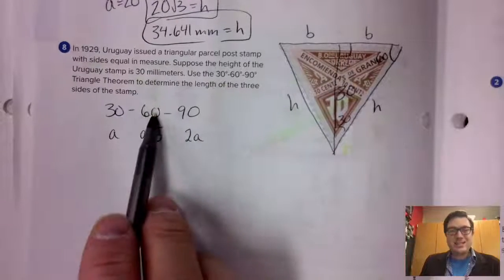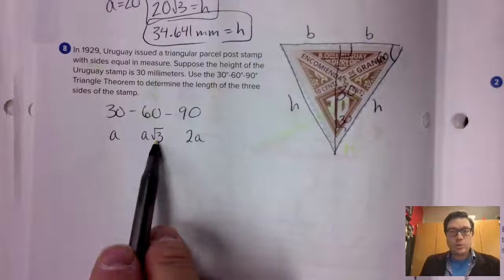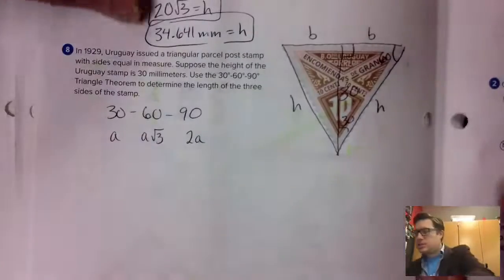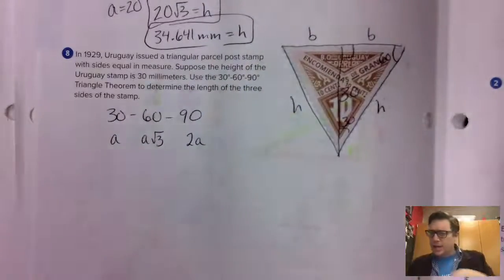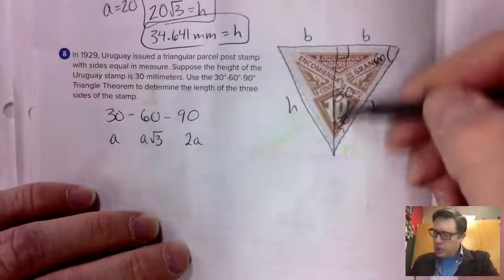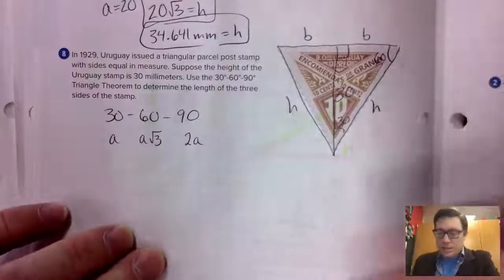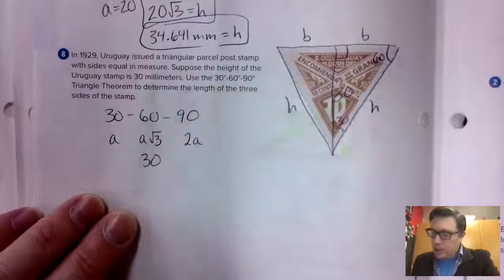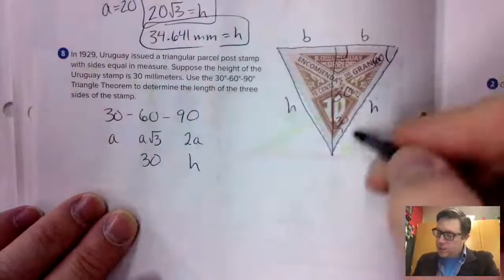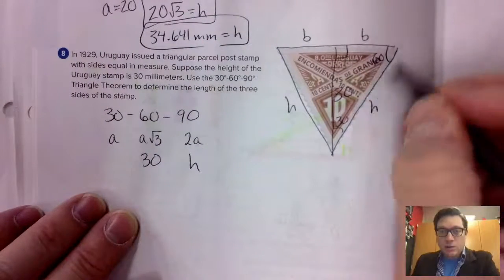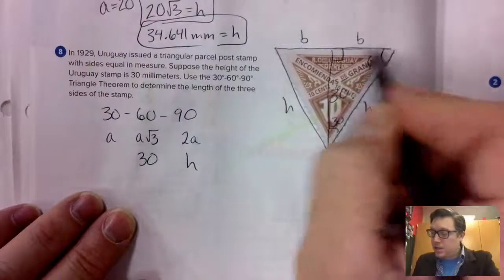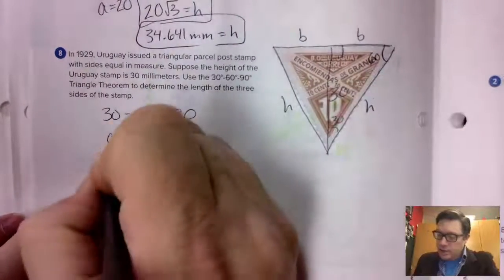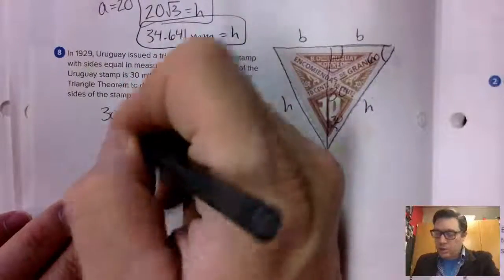So set up 30, 60, 90, a root 3, and 2a, just like our note card has been set up to be used. Since 30 is on the side of the triangle of 60 degrees, I'm going to put a 30 in line with it. H lines up with the 2a. It's across from the 90-degree angle, so h goes in this stack. And then b, right here in line with the 30, lines up with our a in our 30-degree column.